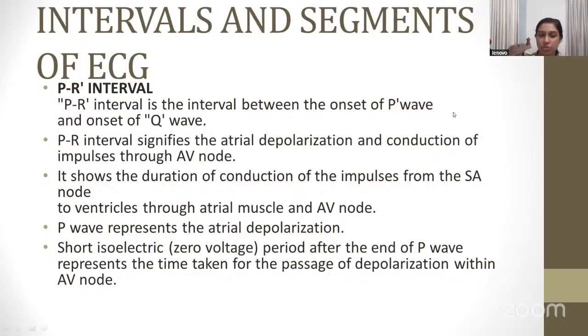And P wave represents the atrial depolarization. And the usually short isoelectric or zero voltage period after the end of P wave represents the time taken for the passage of depolarization within the AV node.